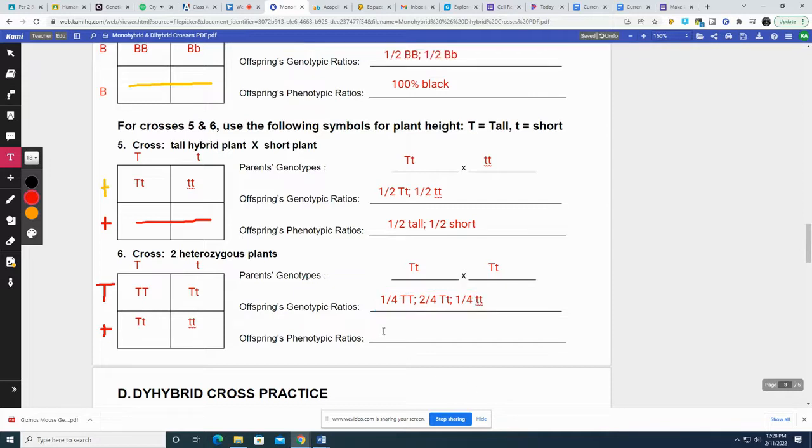Phenotypic ratio. All that's saying is, hey, what do these plants look like? This one has 1 big T, it's tall. This one has 2 big T's. It's the same, it's tall, because big T's dominant. It's not taller. All you need is 1 big T. And this one's also going to be tall because it's got 1 dominant tall allele. So that's 1, 2, 3. 3 out of 4 will have the phenotype of being tall. And the one on the bottom left, the little t, only 1 out of 4 on average will have the phenotype of being short. Boom.